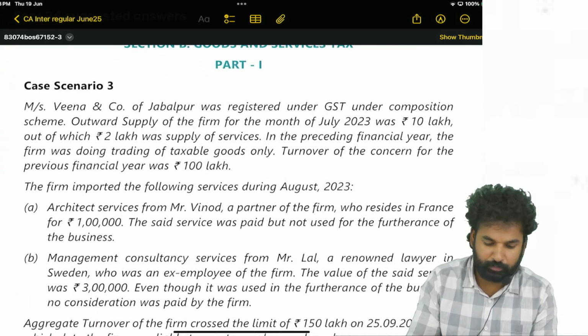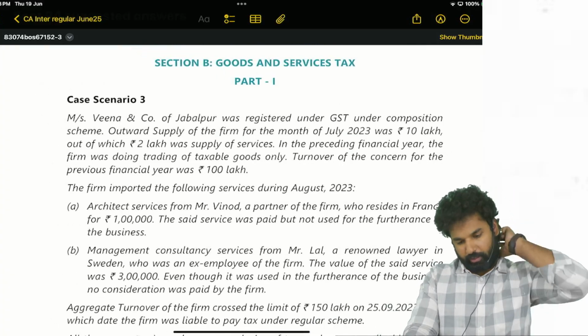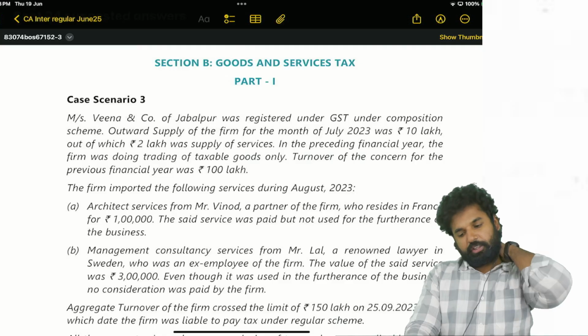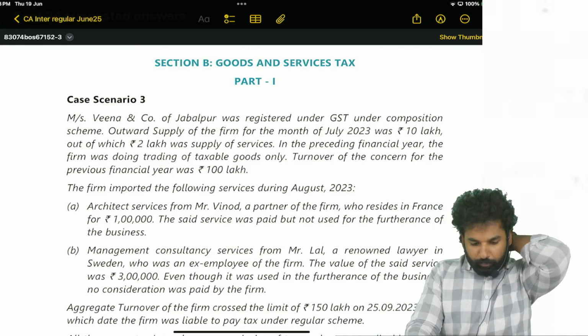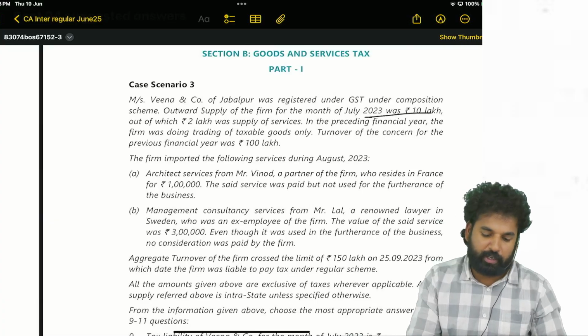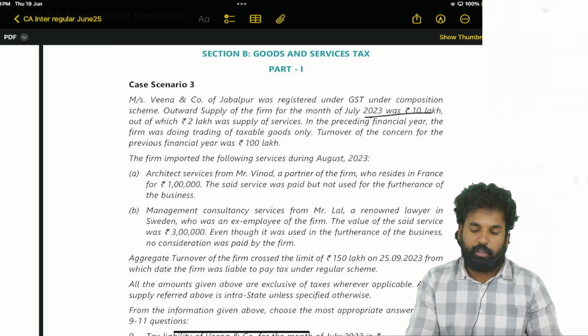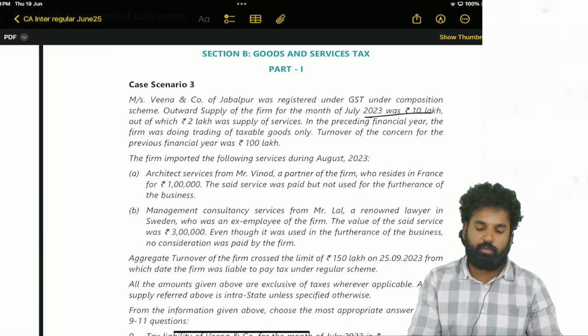From here onwards, Veena and Co. of Jabalpur, registered under GST under the composition scheme. Outward supply of the firm for the month of July 23 was 10 lakhs, of which 2 lakhs was supply of services. In the preceding financial year, the firm was doing trading for taxable goods only. Turnover of the concern for the preceding financial year was 100 lakhs.